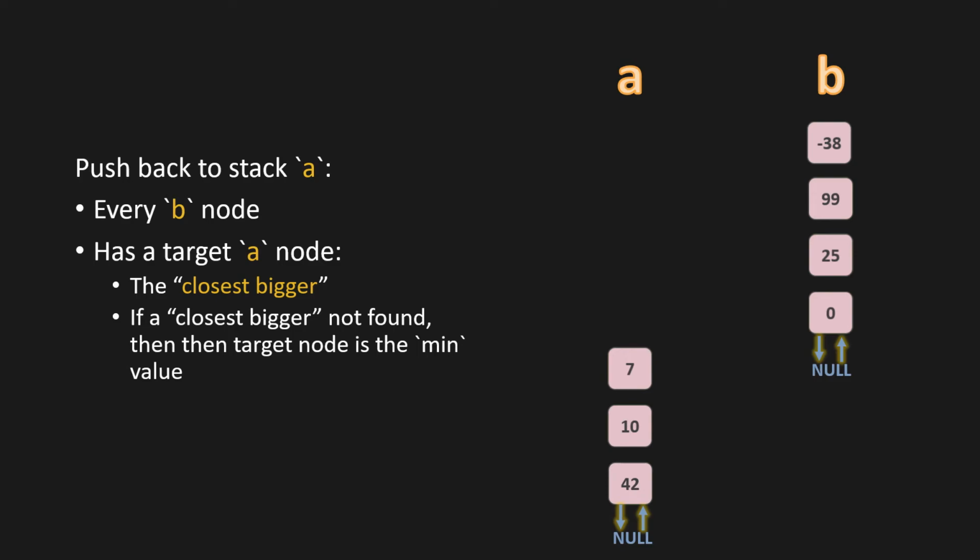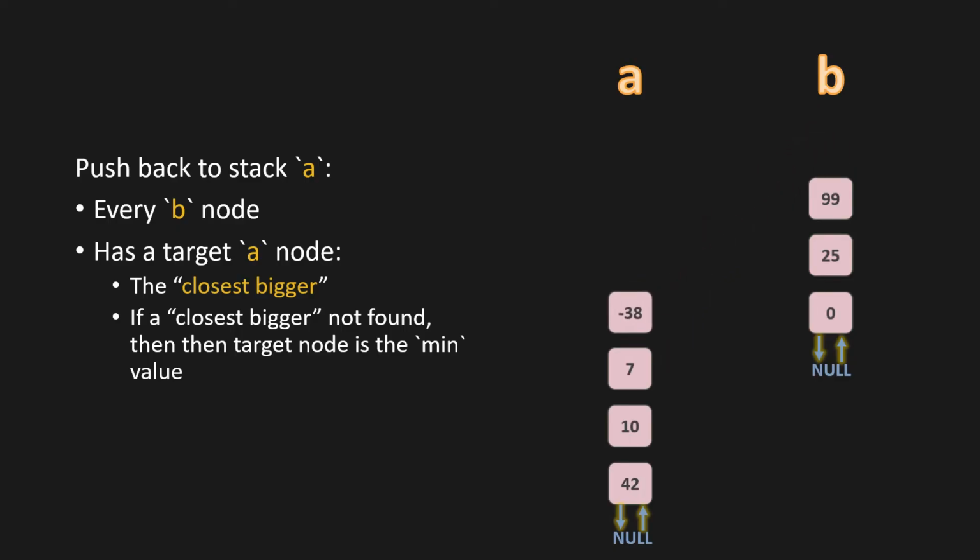Let's have a look at the first B node and set its target node. The closest bigger to minus 38 is number 7. So 7 is its target node. We are lucky that 7 is already on top, so we simply just need to push.